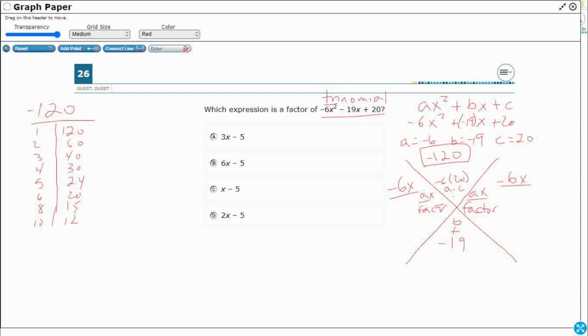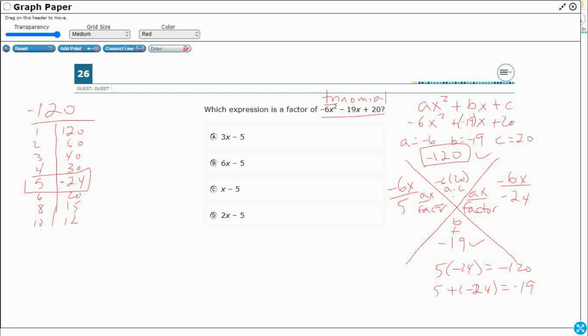And now I've got all of them, but I'm needing this right here. And I want it to be a negative 19 when I add them, right? Because what I want is 5 times negative 24 gets me negative 120. But then 5 plus negative 24, or minus 24, gets me minus 19. So those are going to be my two factors, 5 and then negative 24.